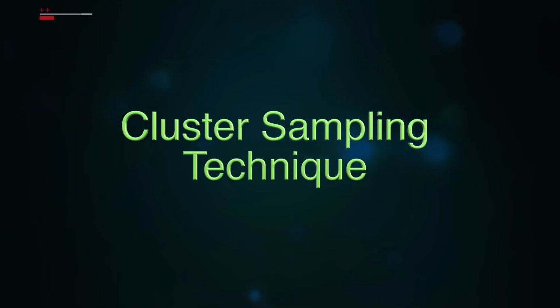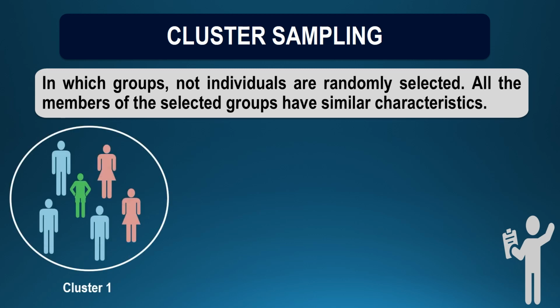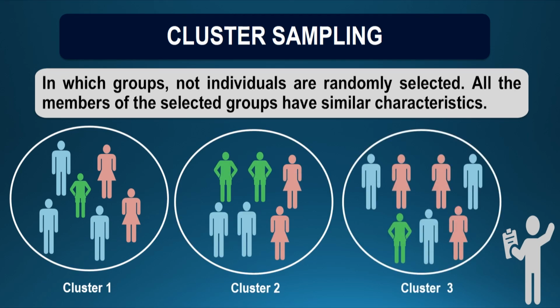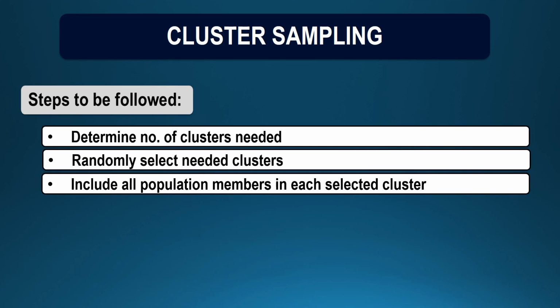Another technique is the cluster sampling technique. Cluster sampling is applicable when it is much easier for the researcher to select a group rather than individuals. For example, if the researcher wants to study the attitude of the persons living in a city, the city is divided into a number of blocks, and from those blocks the samples need to be selected by the researcher. The different steps followed for cluster sampling are given in the slide.